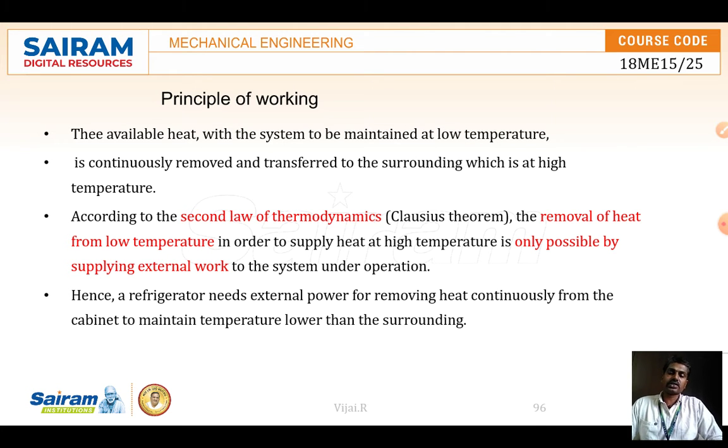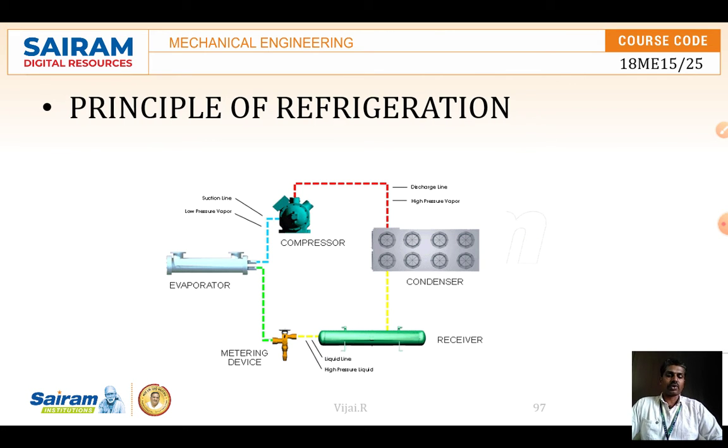Based upon this second law of thermodynamics, the device is designed. So the refrigerator needs an external power for removing the heat continuously from the cabinet, and it maintains the temperature below that of the surrounding temperature. So this is how refrigeration functions. In a refrigerator some important parts are there, four important parts we know.